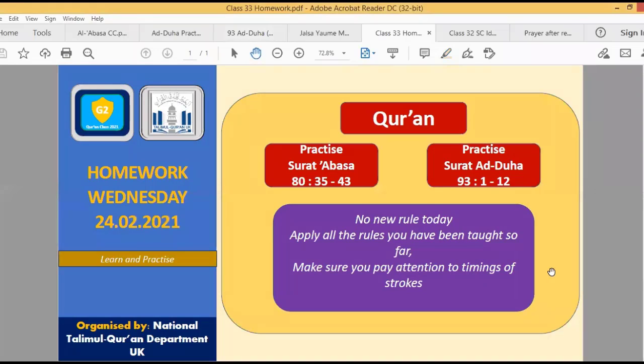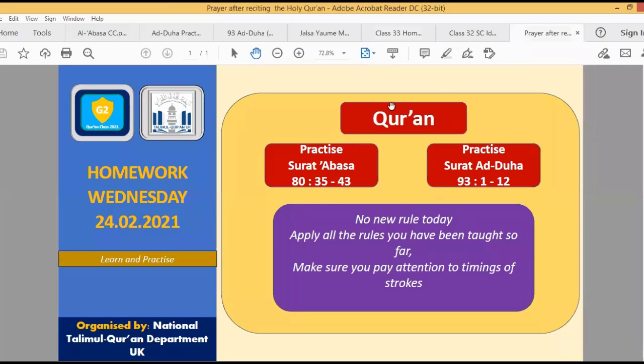Homework for today's class is to practice Suratul Abasa, and to practice Surat Ad-Duha. Surat Abasa we did from verse 35 to 43, till the end of the surah. And then Surat Ad-Duha we completed the whole surah, verse 1 to 12. Please go back and revisit both of these surahs and recite them, keeping in mind all the rules that you've been taught so far, and pay close attention to the timing of your strokes. Short strokes, give them 1 second, long strokes, give them 2 seconds or more according to the strokes on the letters. That's the homework. Please make sure that you do it.